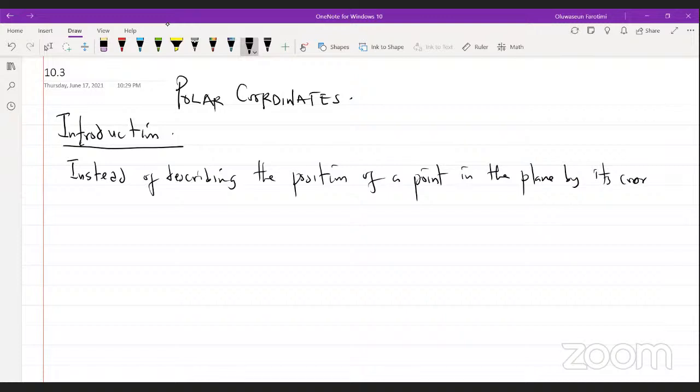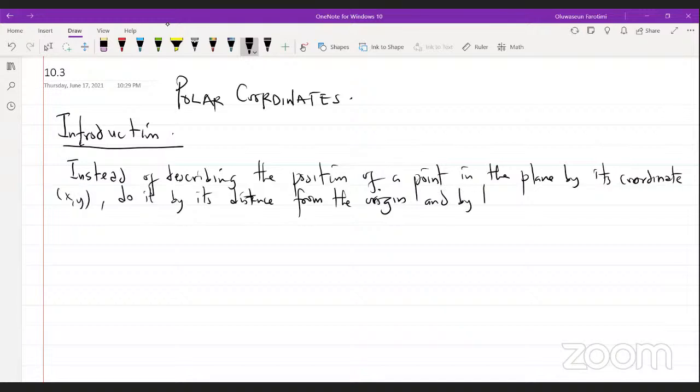If you have a two-dimensional plane, in X and Y axis, instead of just talking about the points in the Cartesian plane, we can actually describe it by its distance from the origin. If we don't use the word origin, we can use the word pole. So not just the distance from the origin, but also by the angle.